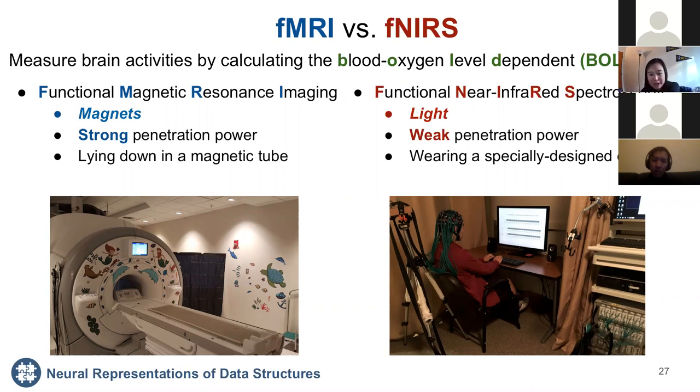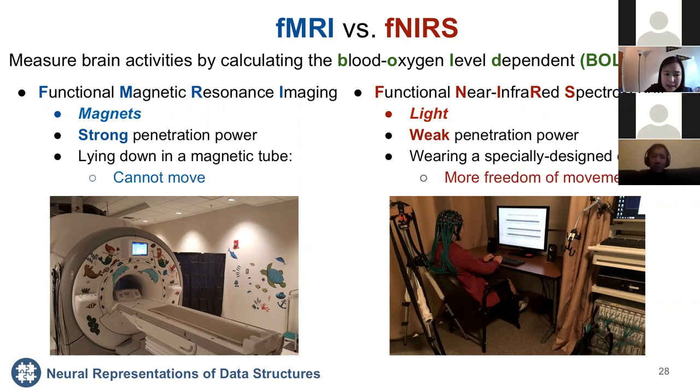In the right fNIRS picture, this is my undergrad advisee doing a pilot fNIRS run. When we were working on the study back in 2018, among those very few medical imaging studies, software engineering researchers mainly used fMRI. But fMRI is very expensive and has a lot of constraints on the environment. As you can see in the pictures, once you lie down in the magnetic tube, you cannot really move. By contrast, fNIRS is much cheaper and there's much more freedom of movement.